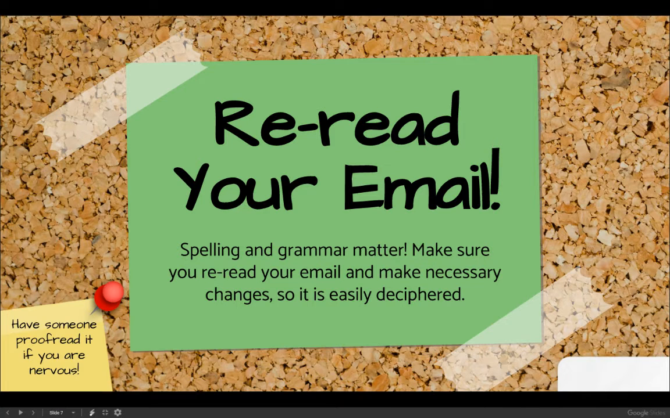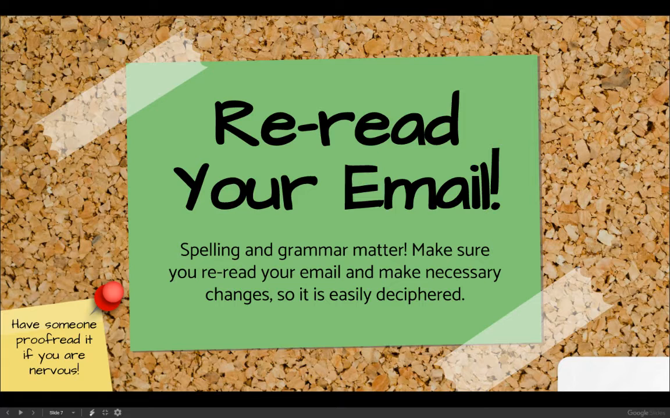Before you click that send button, make sure that you proofread it. Spelling and grammar matter. You don't want to look dumb in front of your teacher, right? That would be embarrassing. You want to make sure that you have correct spelling and grammar. A lot of people have Grammarly installed on their browsers, so use it. If you're getting those red squigglies, make sure that you click on them and correct them. Make any necessary changes. Make sure you've got complete sentences, proper capitalization, all of that.